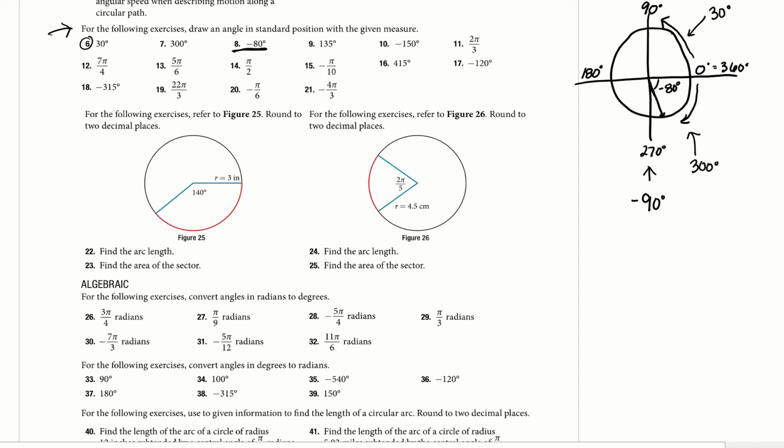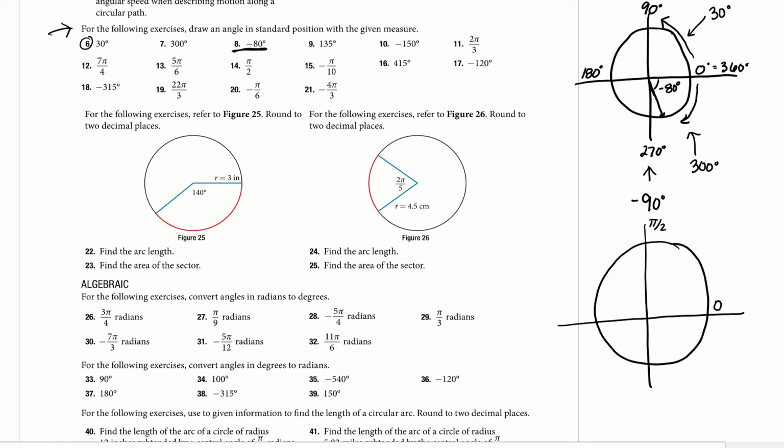Now, if we're talking about radians, this is 0. This is pi over 2 radians. This is pi. This is 3 pi over 2. And this 0 is also equivalent to 2 pi. Remember, because it's a circle, we come right back to where we started.